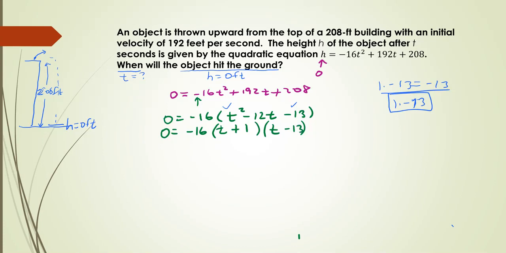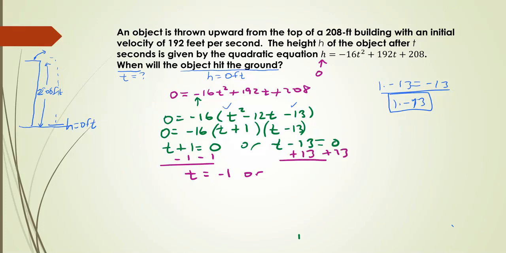So remember that the process is we take the factors that have variables in them and set them equal to 0 to make easier, smaller equations. t plus 1 is 0, or t minus 13 is 0. So I'll continue to solve. I'm going to subtract 1 off of both sides here to get t equals negative 1. Or in this case, I'm going to add 13 to both sides to get t equals 13.